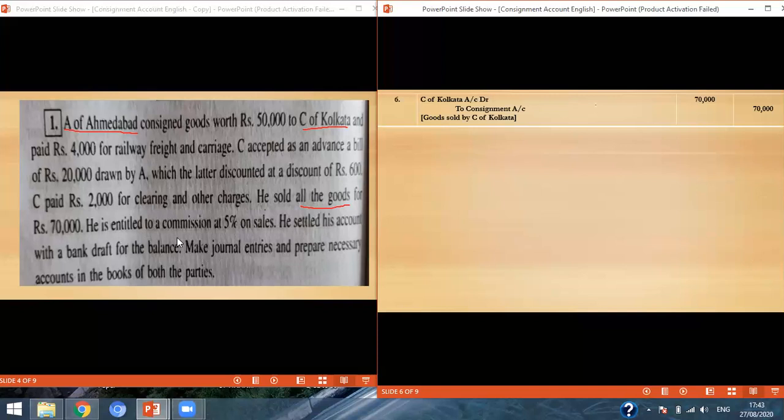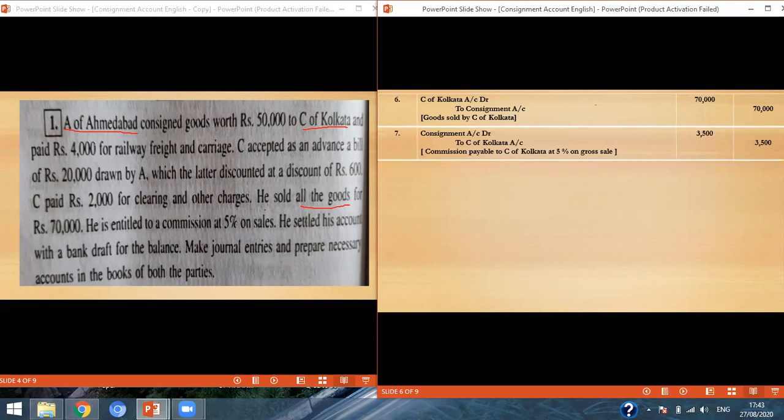Then he is entitled to a commission of 5%. Now we have to give 5% commission, so we have to make the general entry of 5% commission. That is expense for the consignment account. So we'll do the general entries this way: the consignment account debit to C of Kolkata. The commission will be 3,500. How? Because 5% on 70,000. So 70,000 into 5% is equal to 3,500.